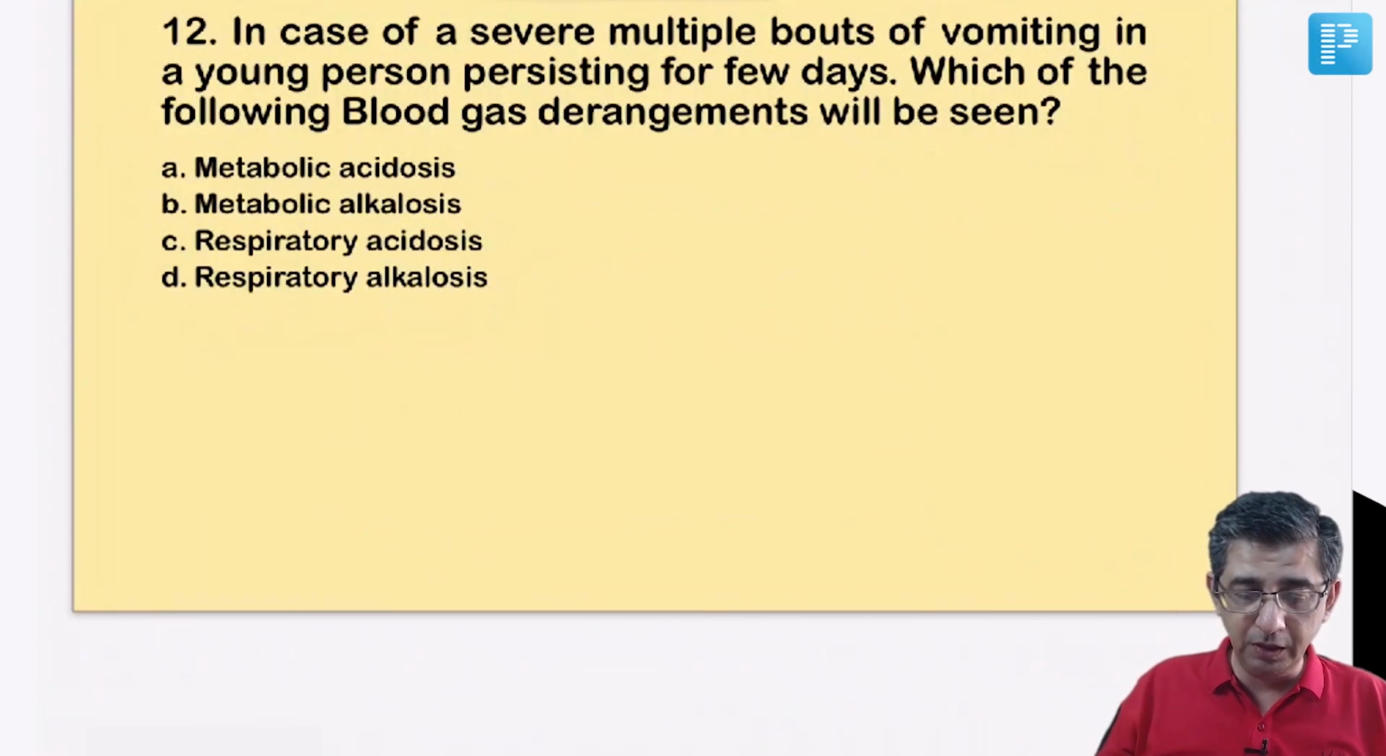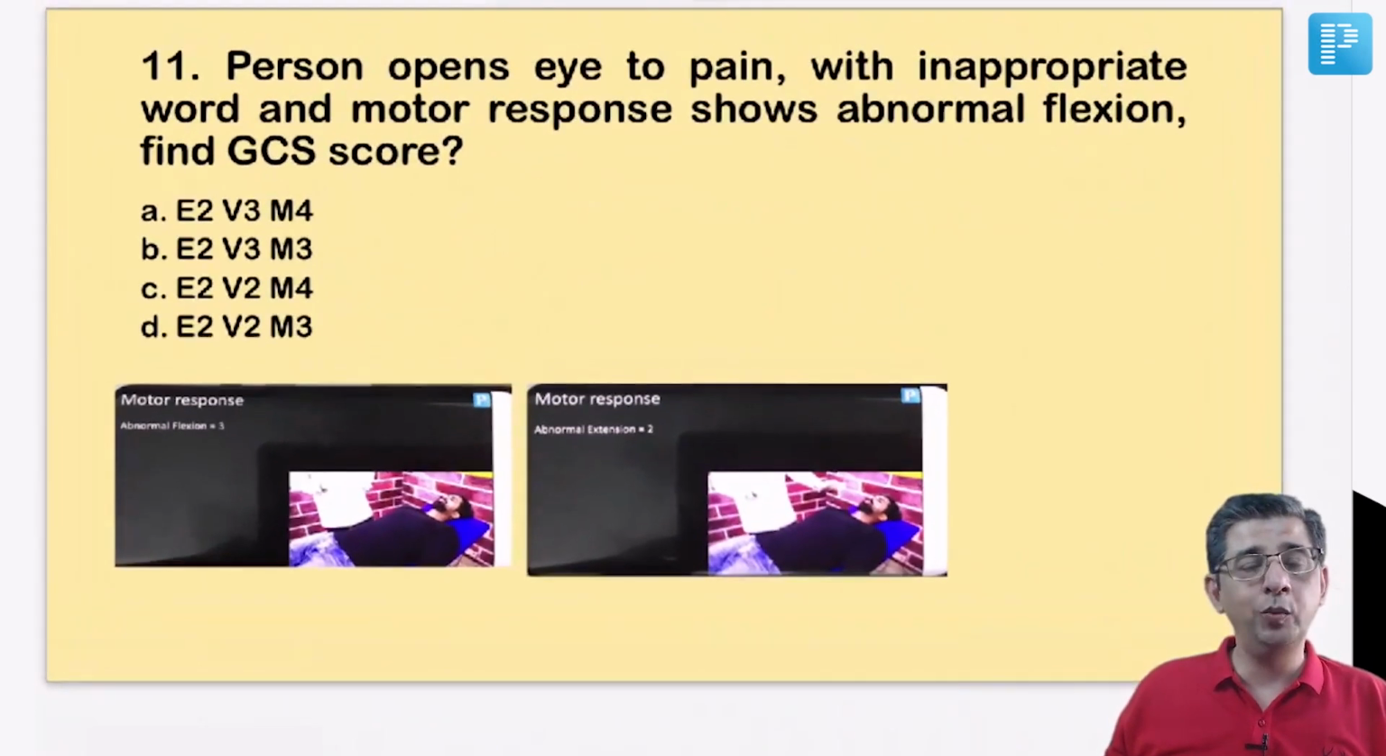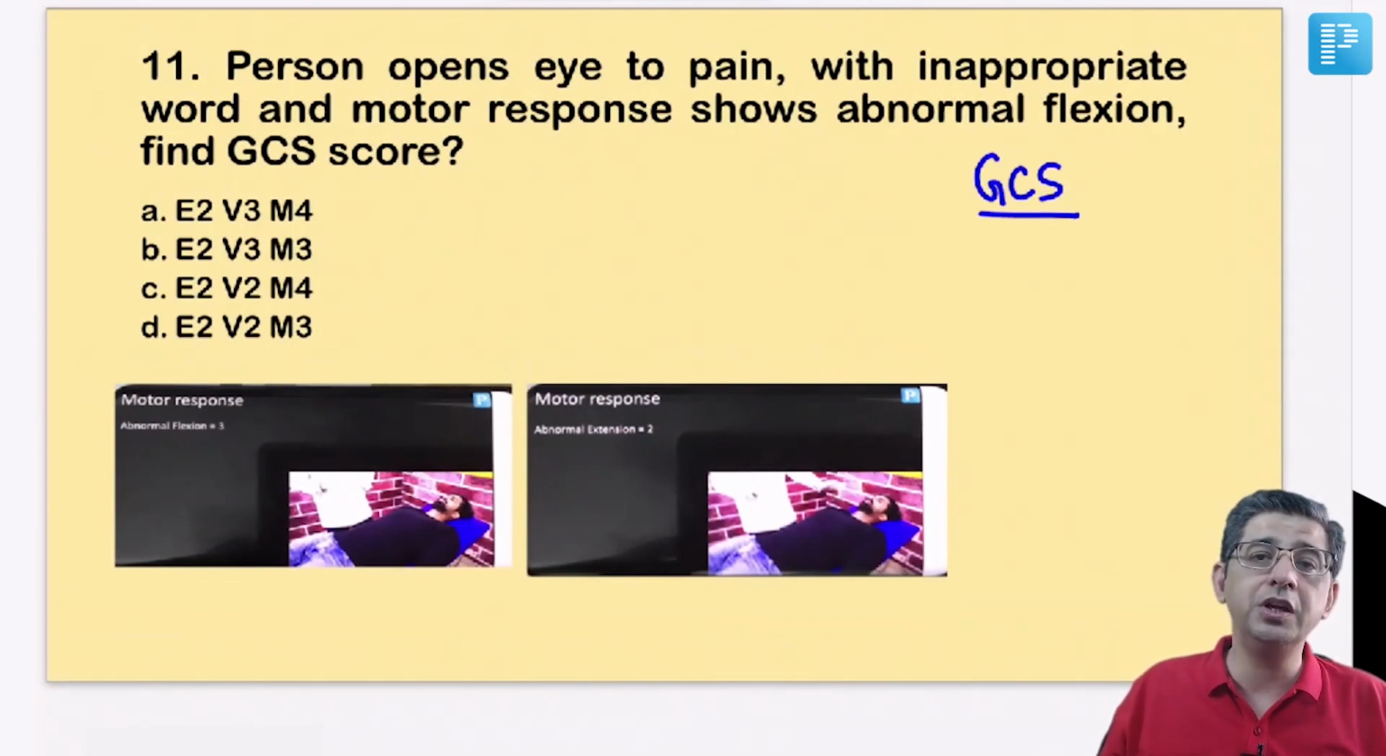Moving to question number 11. A person opens eyes to pain, and at this moment I want to say for the Glasgow Coma Scale, though this is discussed in surgery as well, please go to the clinical essentials part, and I've shot a video with an alcoholic patient.